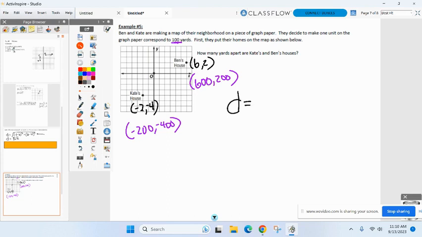Find the final answer for me, no matter what coordinates you use. Just make sure your answer is in yards and not units on the graph.